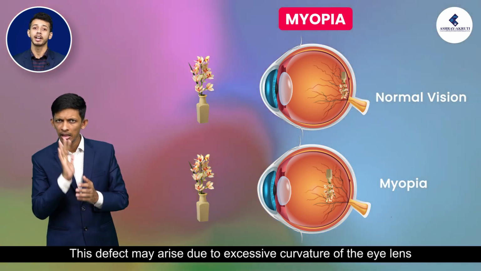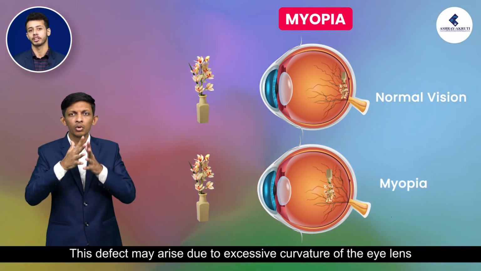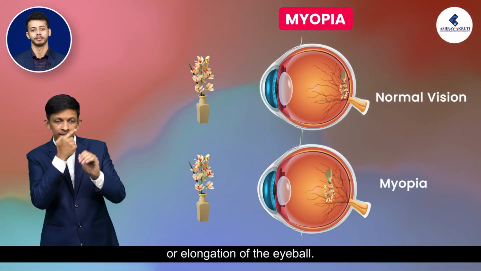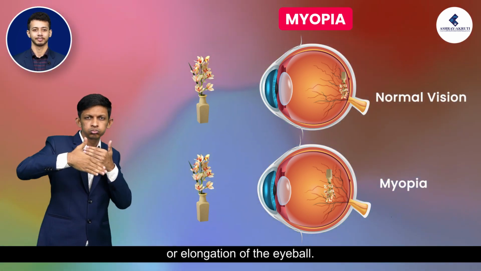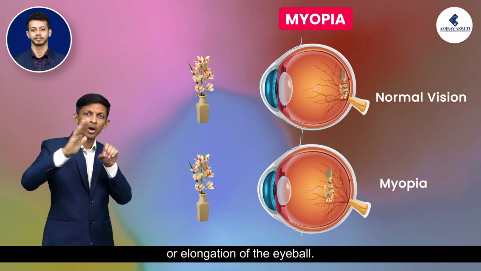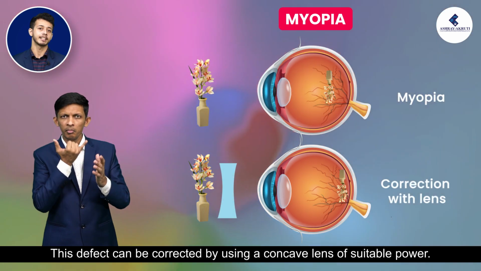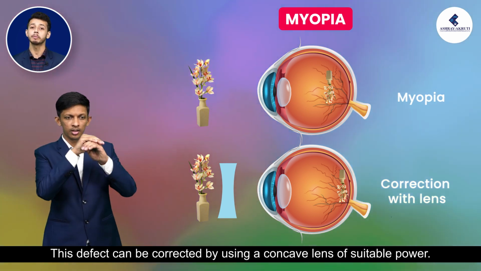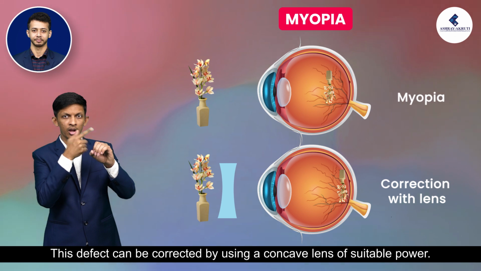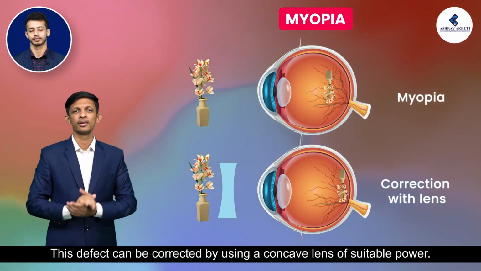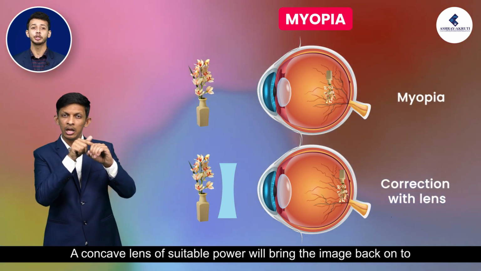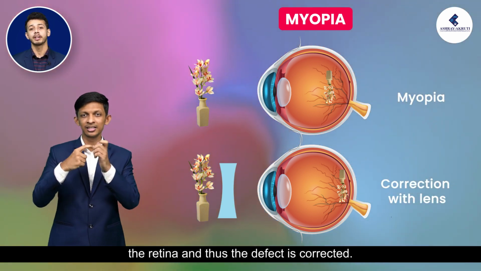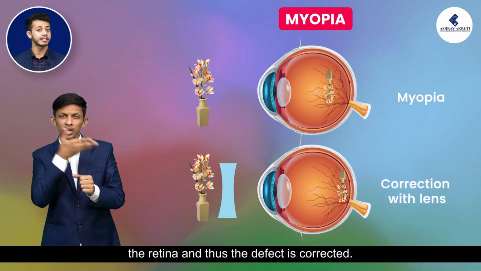This defect may arise due to excessive curvature of the eye lens or elongation of the eyeball. This defect can be corrected by using a concave lens of suitable power. A concave lens of suitable power will bring the image back onto the retina and thus the defect is corrected.